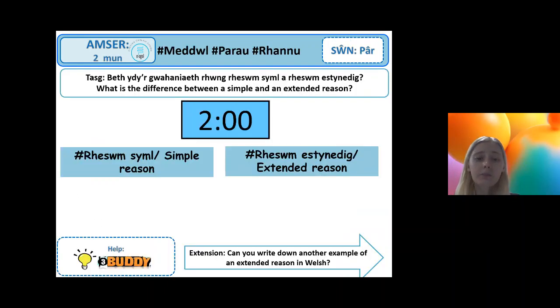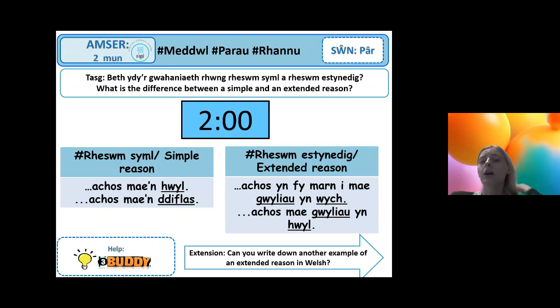Okay, so now I want you to meddylwch, think. Can anyone tell me for 1 funud, beth ydy gwahaniaeth rhwng rheswm syml a rheswm estynedig? What's the difference between a simple and extended reason? Okay, so I'm going to give you 2 funud, 2 minutes to type in the chat, have a think, look at my examples here. Okay, and it's brilliant to see that people have also been typing the answers in.